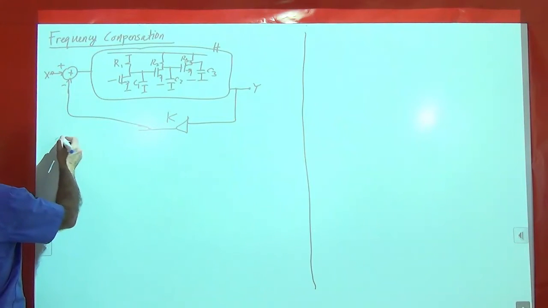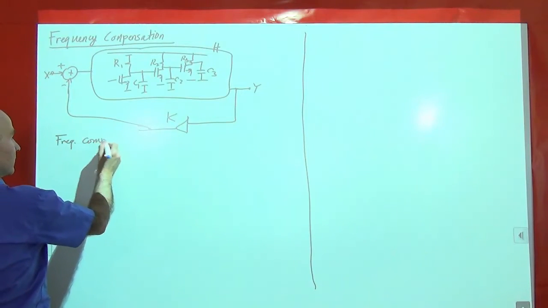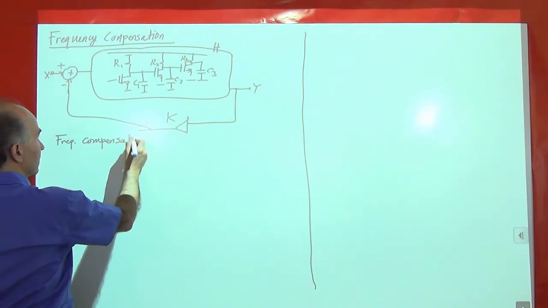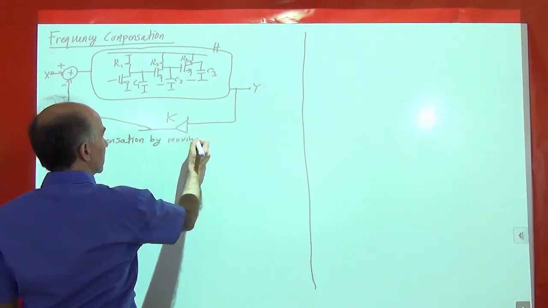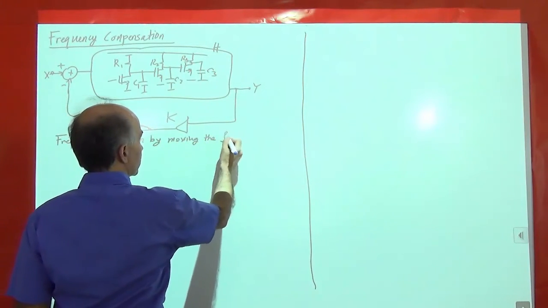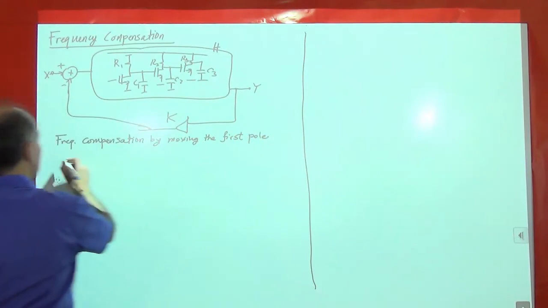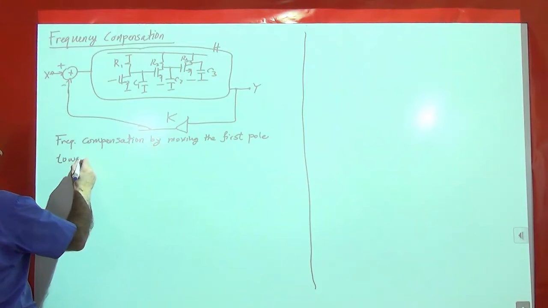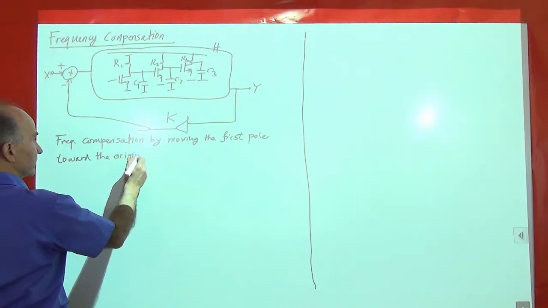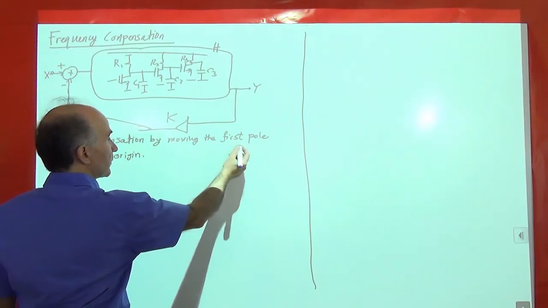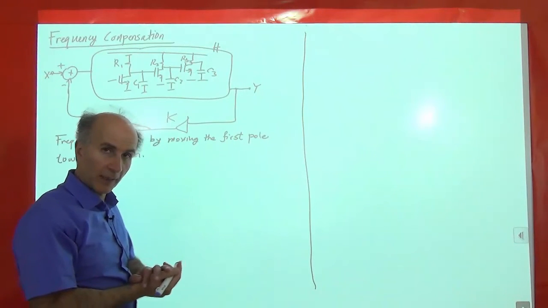So we say frequency compensation by moving the first pole toward the origin. Okay, so the first pole sometimes is called the dominant pole. This is the lowest frequency pole that we have.